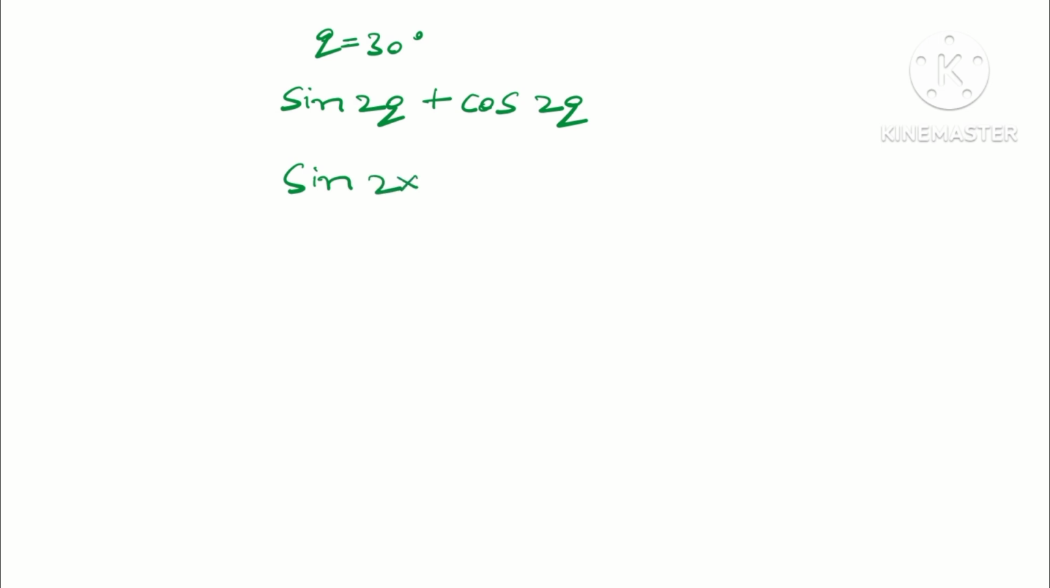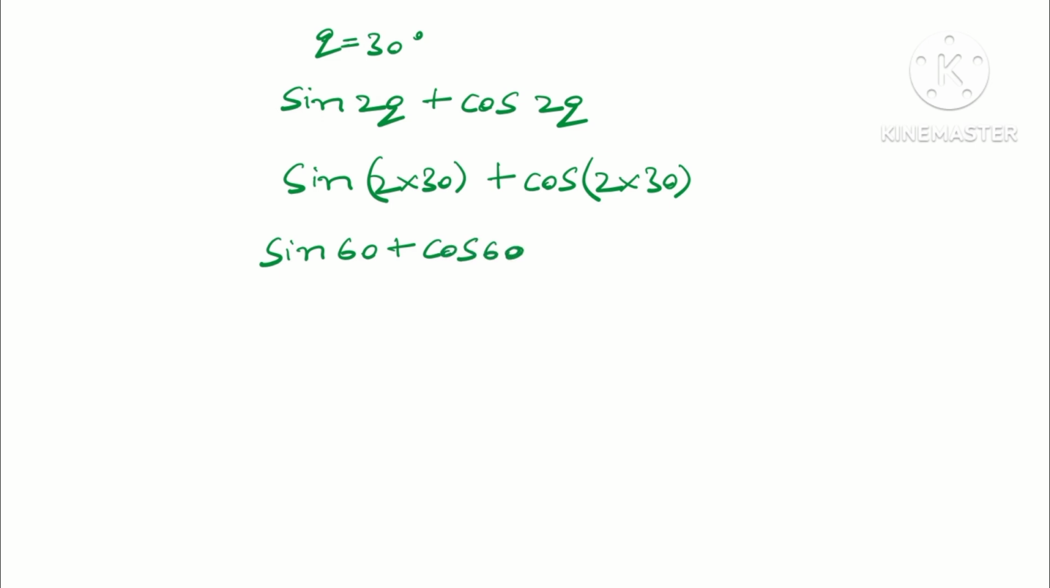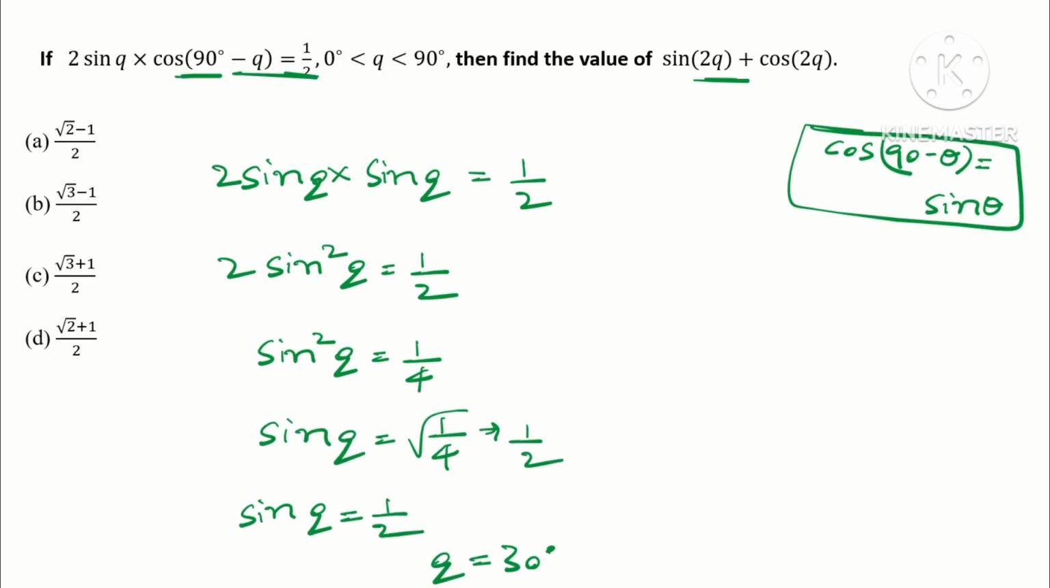Sine 2 into 30 plus cos 2 into 30. Sine 60 plus cos 60. Sine 60 is root 3 by 2 plus cos 60 is 1 by 2. LCM becomes 2. Root 3 plus 1 by 2 is the answer. Option C is the right answer.